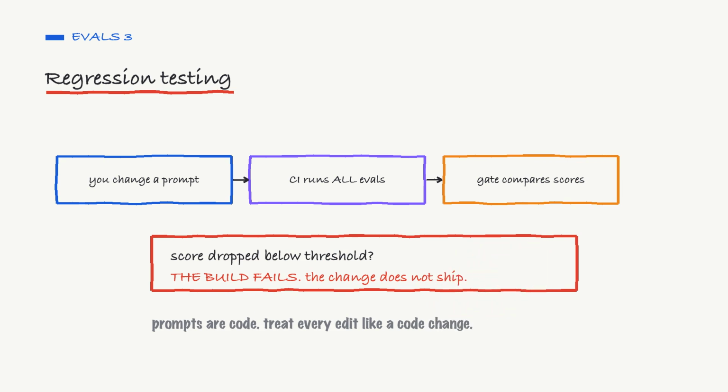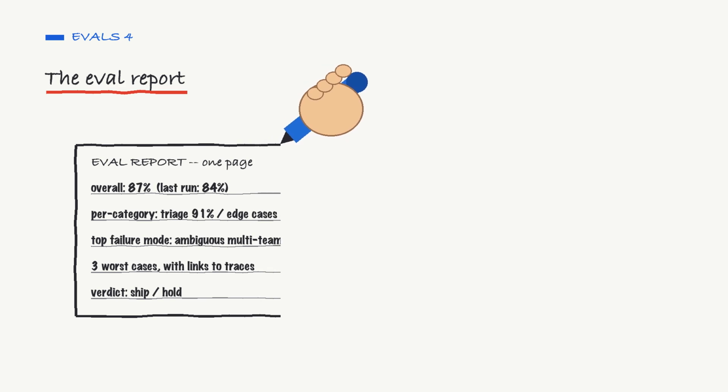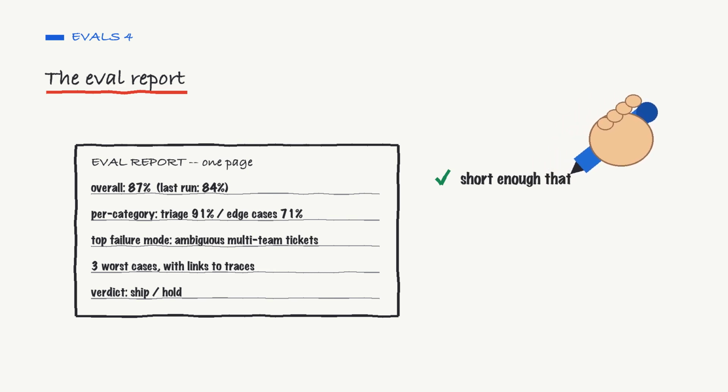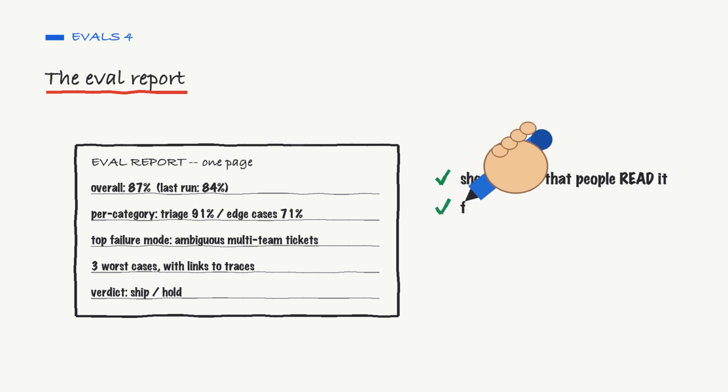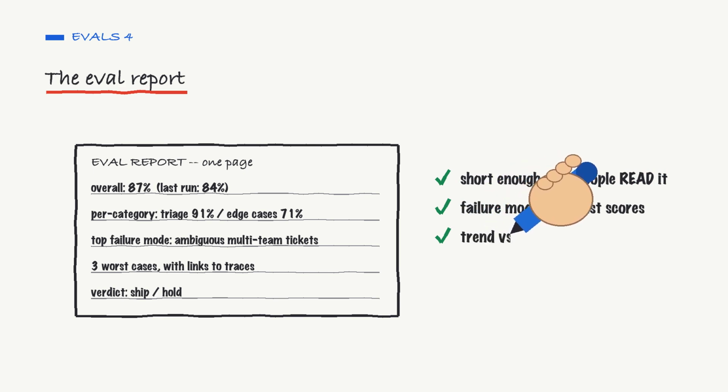Prompts are code. Configs are code. Gate them like code. Last piece, the lightweight evaluation report. One page, the overall score and the trend against the last run. Scores per category, so you see that edge cases sit at 71%, while the happy path shines. The top failure modes, in words, ambiguous multi-team tickets, not just numbers, and the three worst cases with links to their traces. Short enough that people actually read it, sharp enough to drive the next fix.